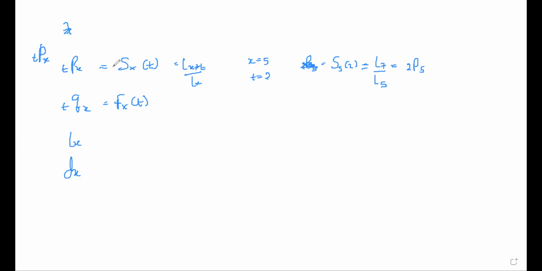All right. Now tqx represents the probability that people who are currently age x will die within the next t years. So if you take x to be 5 and t to be 2, we are asking, what is the probability that a person who is currently age 5 will die in the next 2 years? That is, by 7 years old, the person would have died.